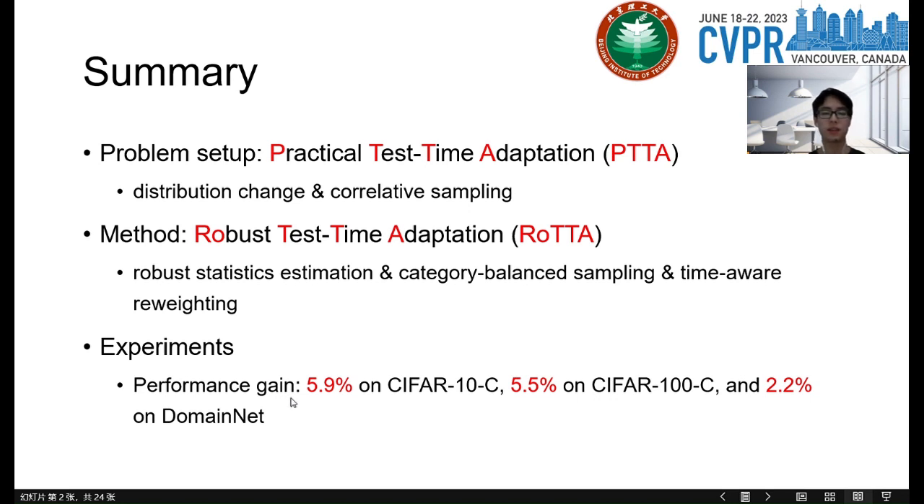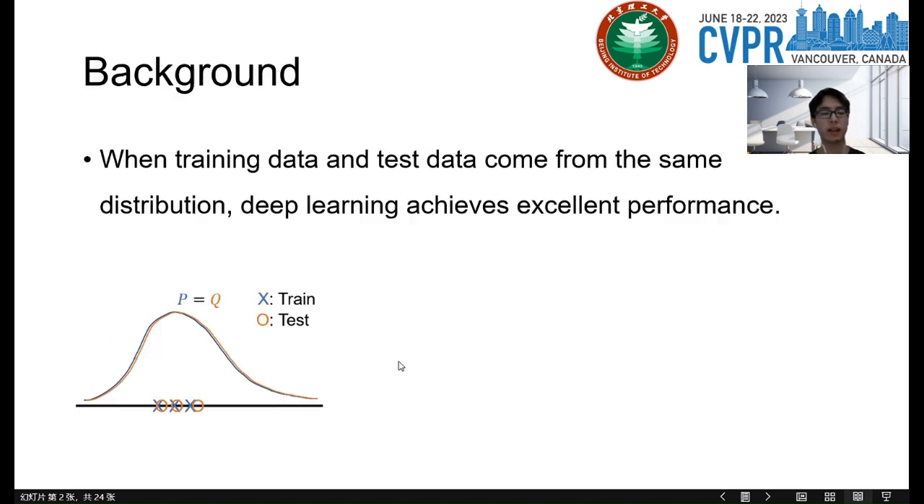Through extensive experiments, we evaluate ROTA on common test-time adaptation benchmarks, including CIFAR-10C, CIFAR-100C, and DomainNet, and ROTA obtains 5.9%, 5.5%, and 2.2% performance gain on them respectively. Now, let's delve into the details.